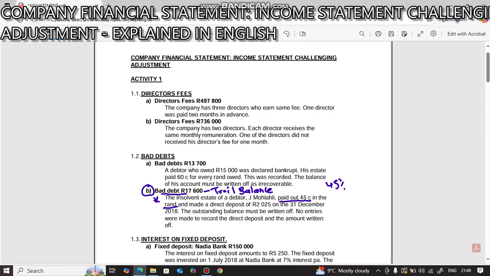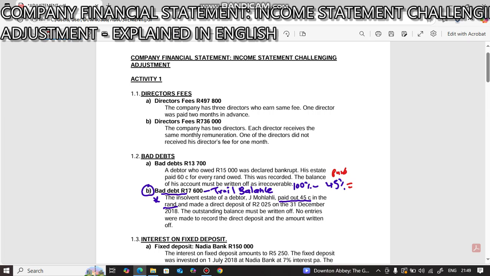Now, since we are told that the debtor only paid 45%, we know that the debtor was not owing us 45%, the debtor was owing us 100%. So the one that was paid needs to be subtracted. Let me use a different color for this one. Okay, so this one was paid, this one is a total. Meaning let us just calculate the remaining balance. 100 minus 45, that is 55%, the outstanding balance, unpaid.